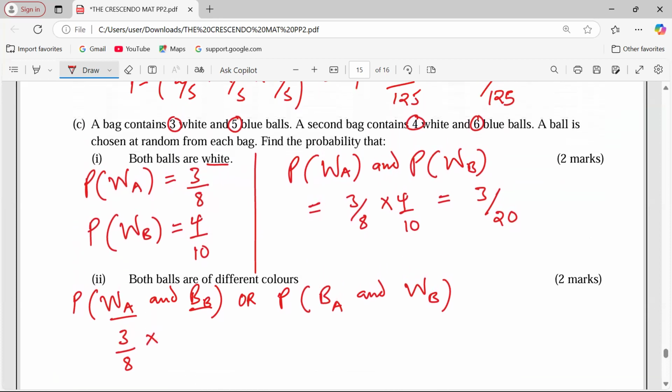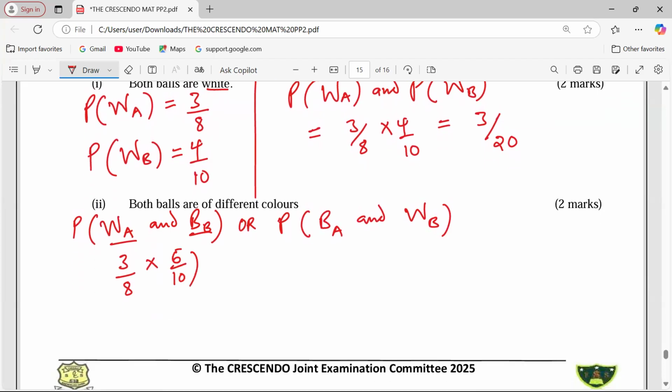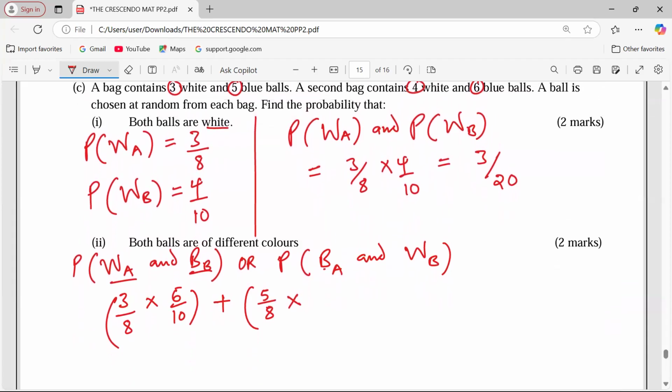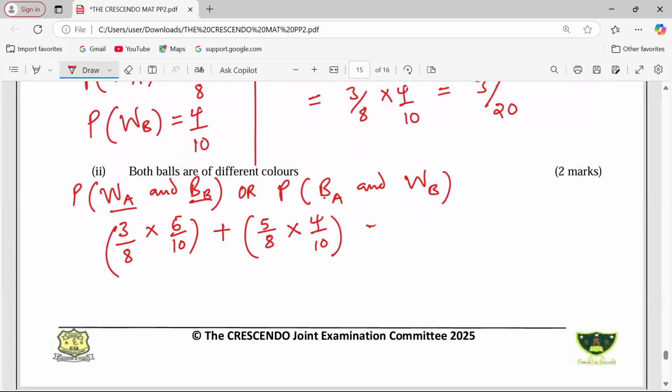So white from A takes a probability of 3 out of 8, and picking a blue from B is 6 over 10. Or means addition. Picking blue from A, and you know blue from A is 5 over 8, and white from the second bag, which is 4 over 10. I really hope that you people are understanding this language of probability, because now I'll be having 18 over 80. Then I should add 20 over 80. This is 19 over 40. 19 out of 40, that way.